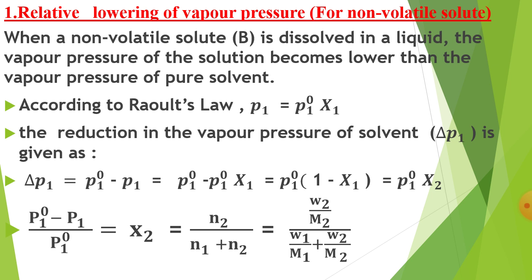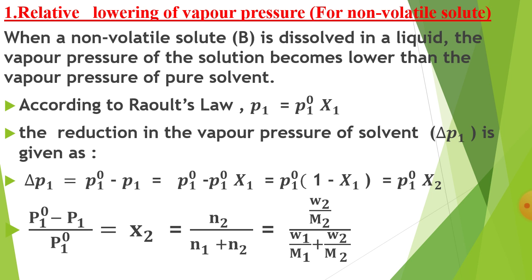Now the reduction in vapor pressure of solvent, delta P1, is given as delta P1 equals the vapor pressure of pure solvent minus the vapor pressure of solution. This gives P01 minus P01 x1, as we know that P1 equals P01 x1. This equals P01 in bracket 1 minus x1. I have told you that 1 minus x1 equals x2. So that's why this becomes P01 x2.